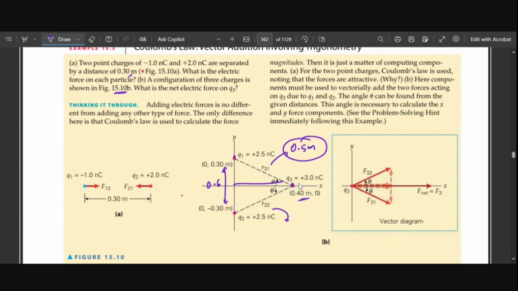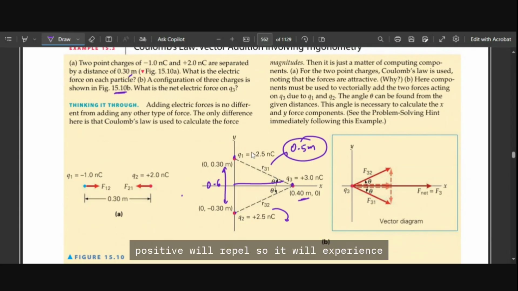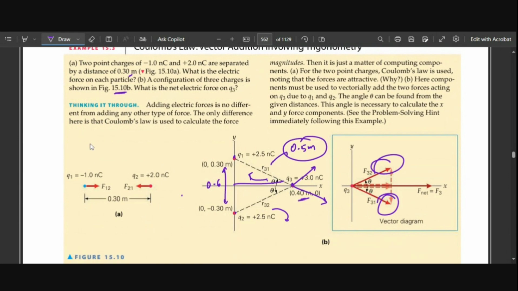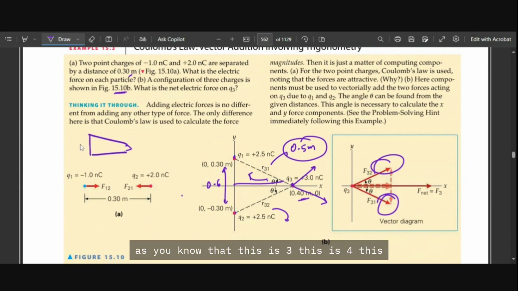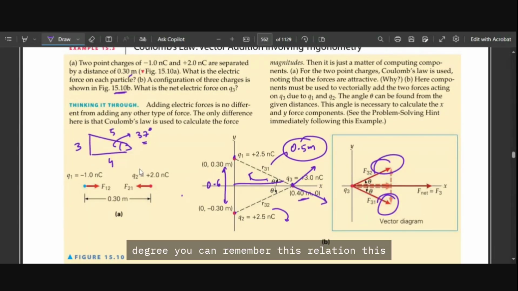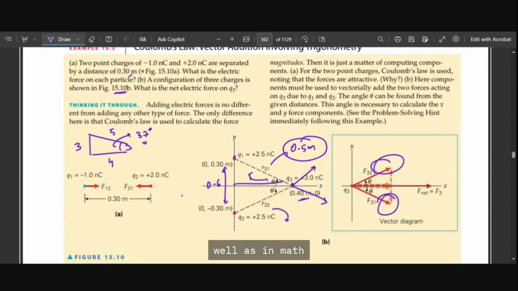So this Q3 will experience force, so positive will repel, so it will experience force in this direction, whereas Q2 is positive again, so it will again experience force in the opposite direction, that is this. In order to find the net force, this angle is necessary, and it can be found using trigonometry. As you know, this is 3, this is 4, this is 5, so this angle is about 37 degrees. You can remember this relation.